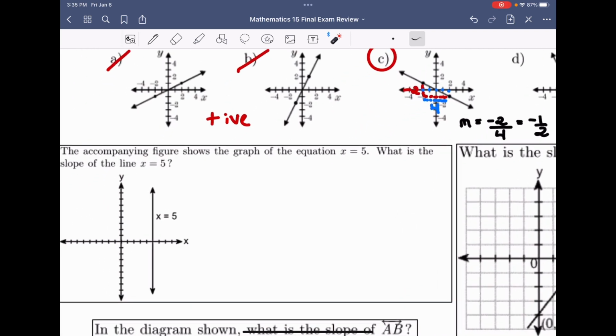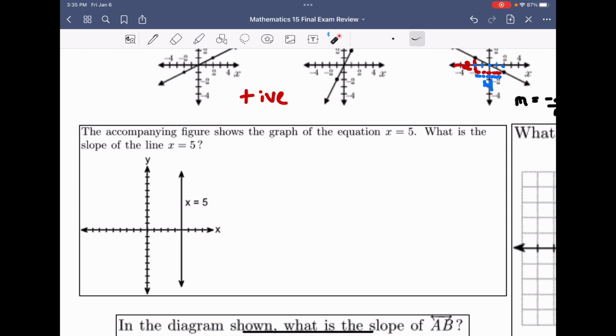All right, the accompanying figure shows the graph of an equation x equals 5. Whenever we have a vertical line, we always know the equation is in terms of x. That's a really important thing here. The equation is always in terms of x.